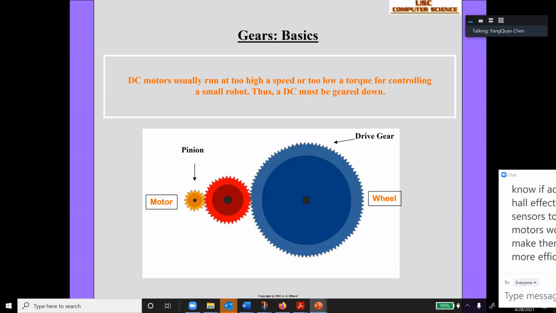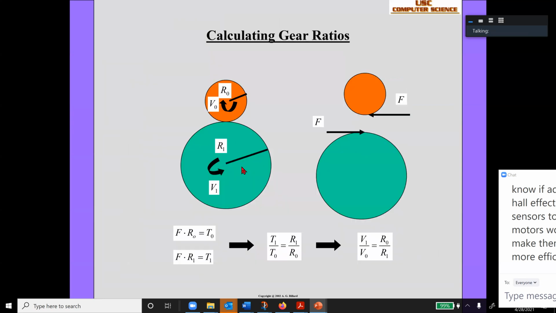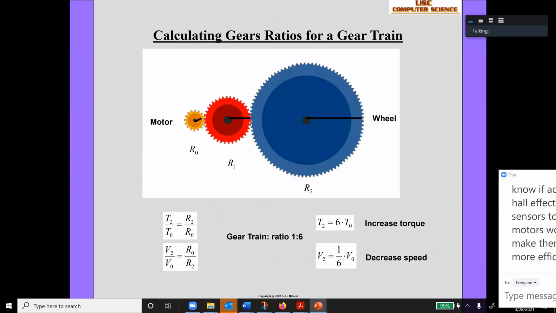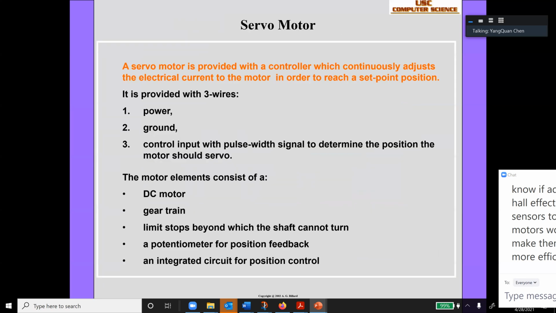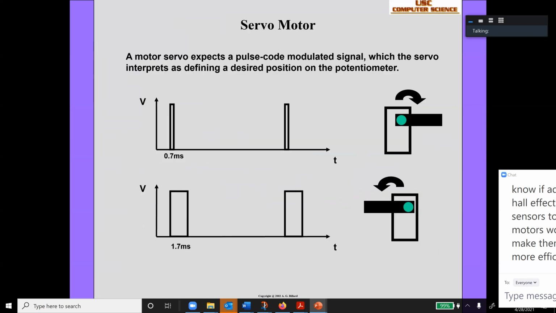Regarding gears, I think mechanical engineering students know this pretty well, so we can probably skip gear ratio and the different types of gears. Servo motor, we have seen that, we have seen the movie clip of the servo motor. Basically, I just want to give you what the pulse duration is. Pulse duration is also called duty cycle.